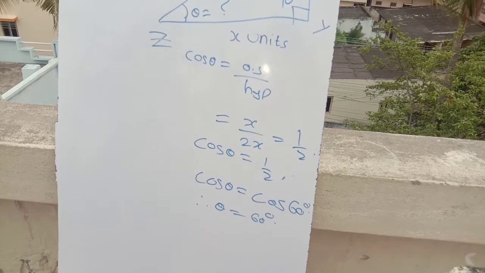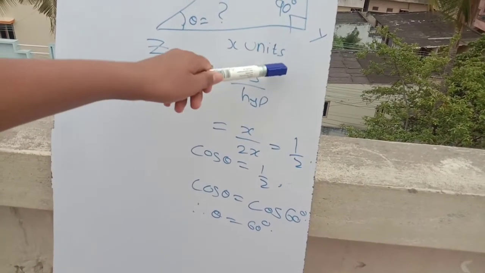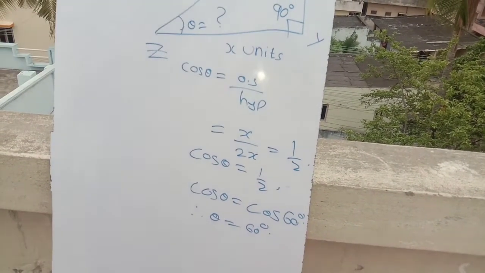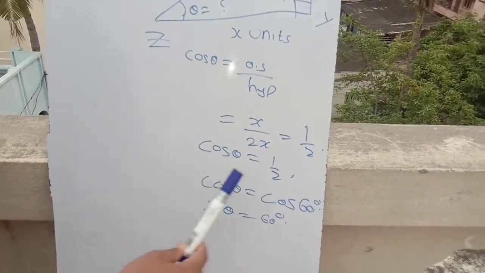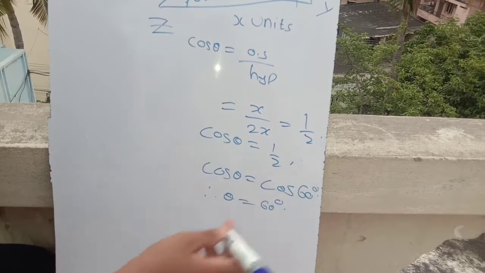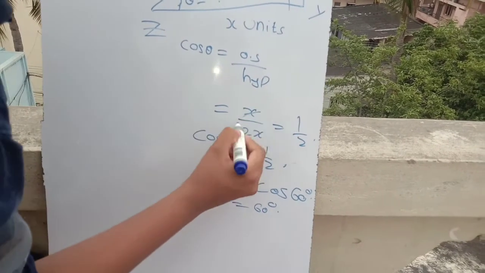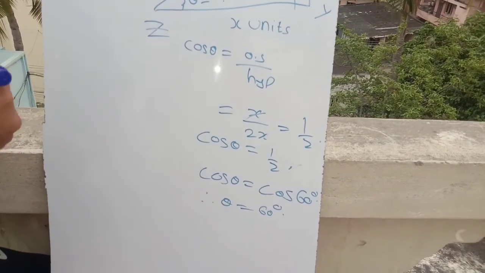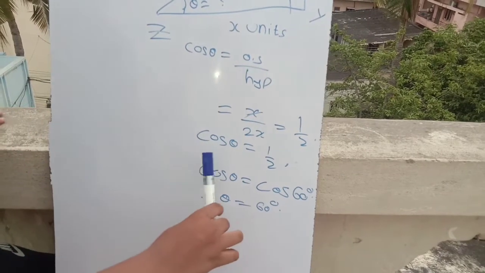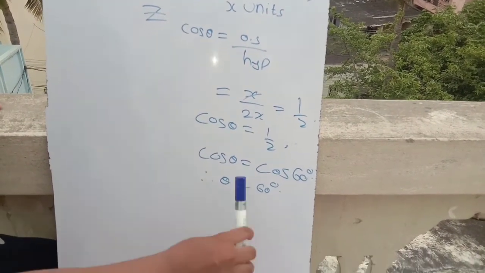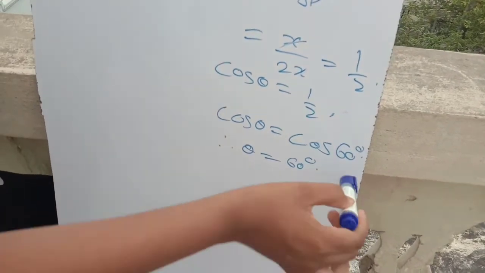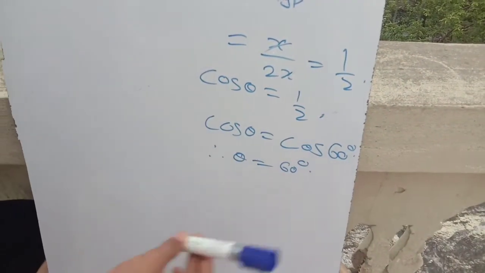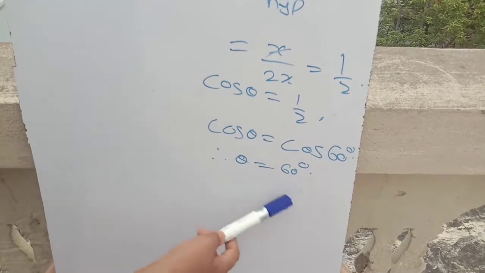So to find out theta, we have calculated cos theta. This side is the adjacent side, this side is the hypotenuse. So adjacent side by hypotenuse, cos theta, is equal to x by 2x, which is equal to 1 by 2. Here this x and this x are going to be cancelled. So cos theta is equal to 1 by 2. We know that 1 by 2 as cos theta comes from cos 60. So cos theta is equal to cos 60. So definitely theta is going to be 60 degrees.